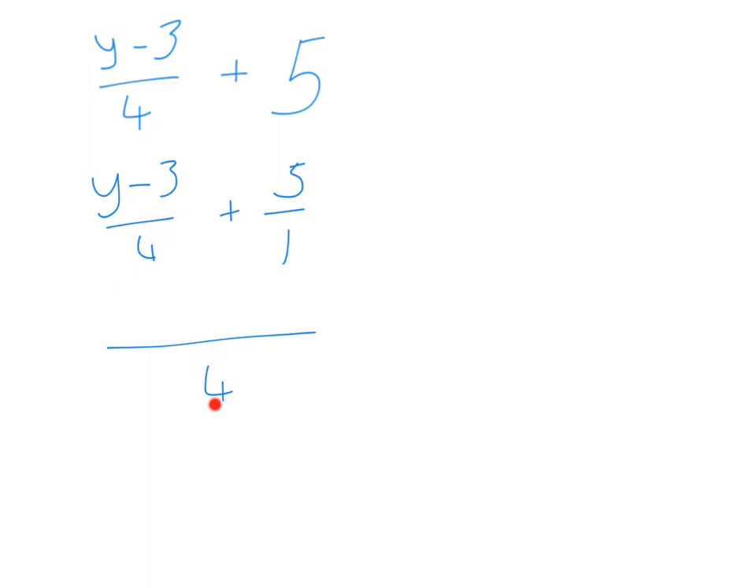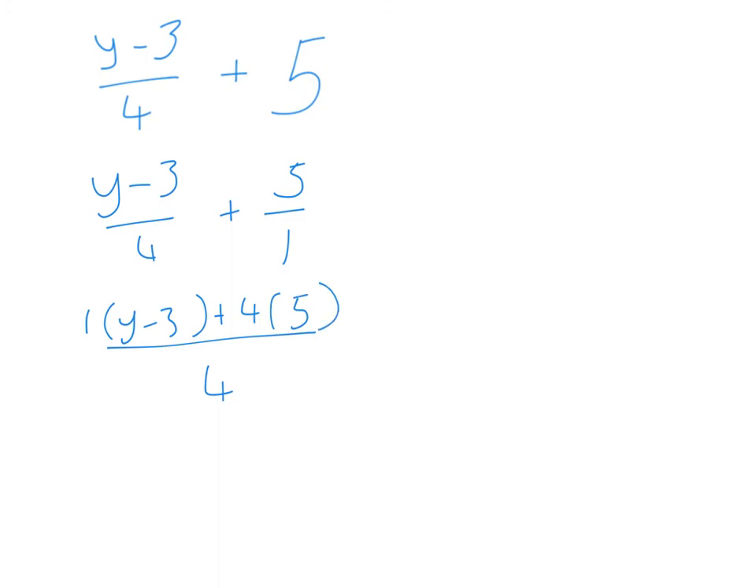4 into 4 goes once. And it's going to be 1 multiplied by our numerator, which is y minus 3. Then we have a plus sign. And 1 into 4 goes 4 times. 4 divided by 1 is 4. Multiplied by a numerator, which is 5.